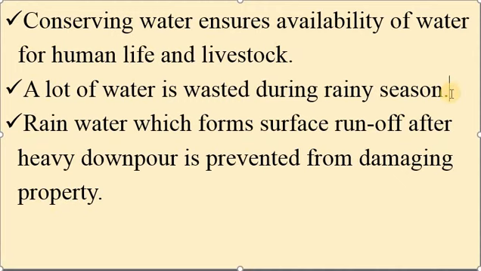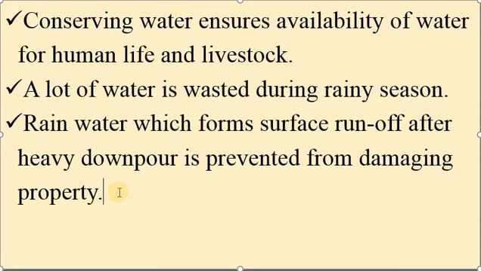Point number 4, we are told a lot of water is wasted during rain season. So as farmers, there is no need of allowing water to be wasted. So we can conserve water so that it is not wasted during rainy season. The last point is rainwater, which forms runoff after heavy downpour, is prevented from damaging property.